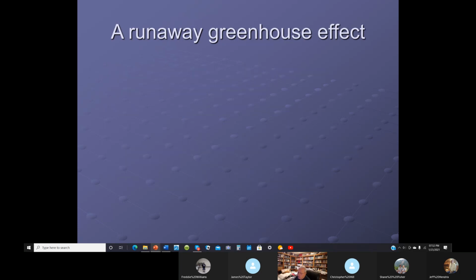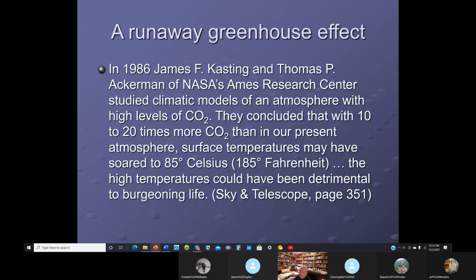Now, I want to explain where the carbon dioxide went and where it came from. In 1986, James F. Kasting and Thomas B. Ackerman at NASA's Ames Research Center studied climate models of an atmosphere with high levels of carbon dioxide, CO2. They concluded that with 10 to 20 times more carbon dioxide than in our present atmosphere, surface temperatures may have soared to 85 degrees Celsius. That's 185 degrees Fahrenheit. I guarantee you that will kill most life.